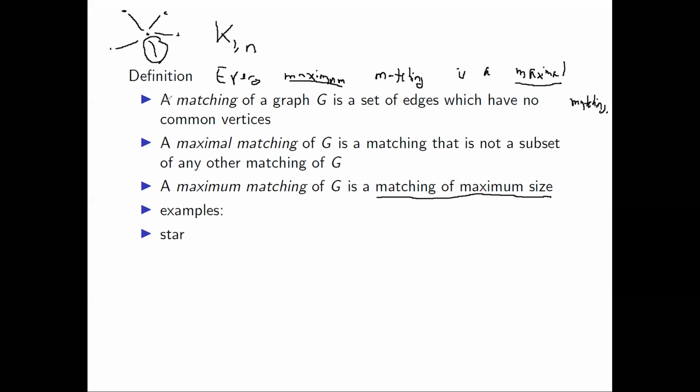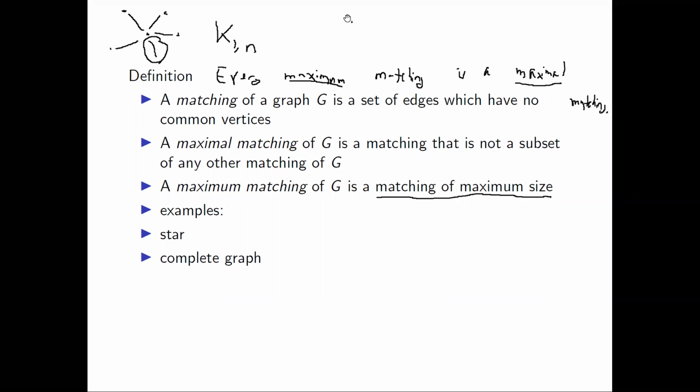So any two edges in a star have a vertex in common. The vertex they have in common is the center of the star. So maximum matchings in stars have size 1. Maximal matchings have size 1. In fact, all non-empty matchings have size 1 in the star. So the star, it's not very exciting what happens in the star. Kind of interesting, but not much going on there. Okay, let's look at another one.